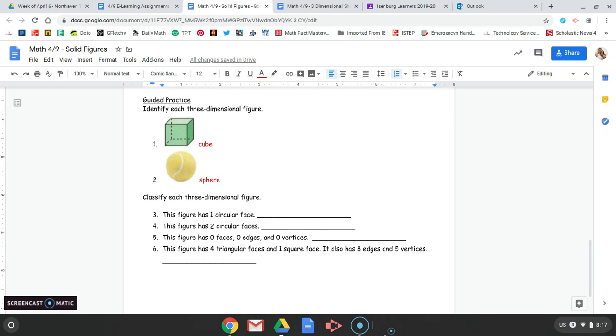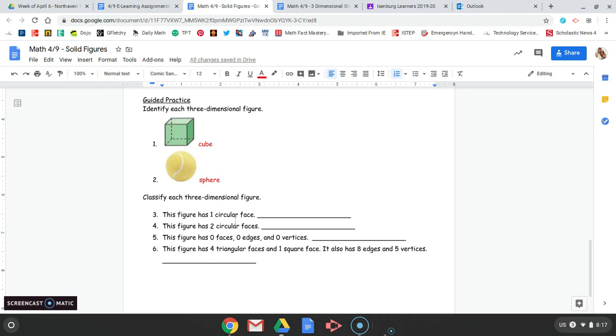All right, now we have some more clues here at the bottom, and we have to name the figure based on the clues. It says classify, which let's talk about that word for just a second. Classify is just a fancy name for naming something and putting it into a group. So classifying the shape means to give it a name based on its attributes. So classify each three-dimensional figure.